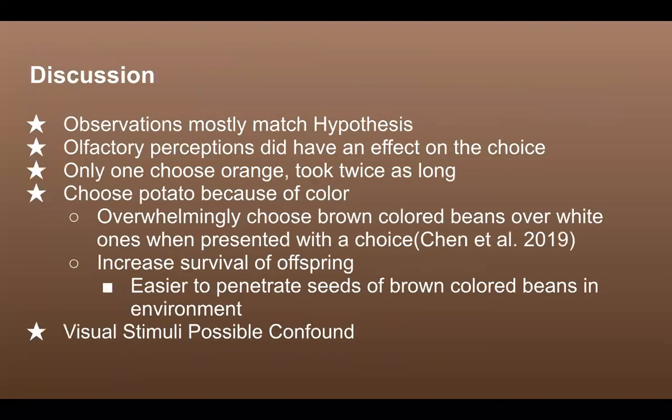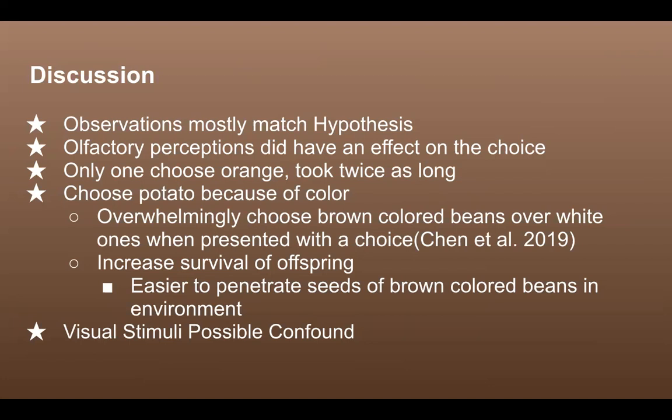So our observations in this experiment mostly match our hypothesis, as when the C. maculatus did choose a stimulus, it usually chose the bean. This was especially true for the orange versus bean group, as only one C. maculatus out of the 12 chose the orange when presented with both the orange and the bean. Furthermore, the C. maculatus that chose the cowpea took half as long to choose it compared to the C. maculatus that chose the orange.